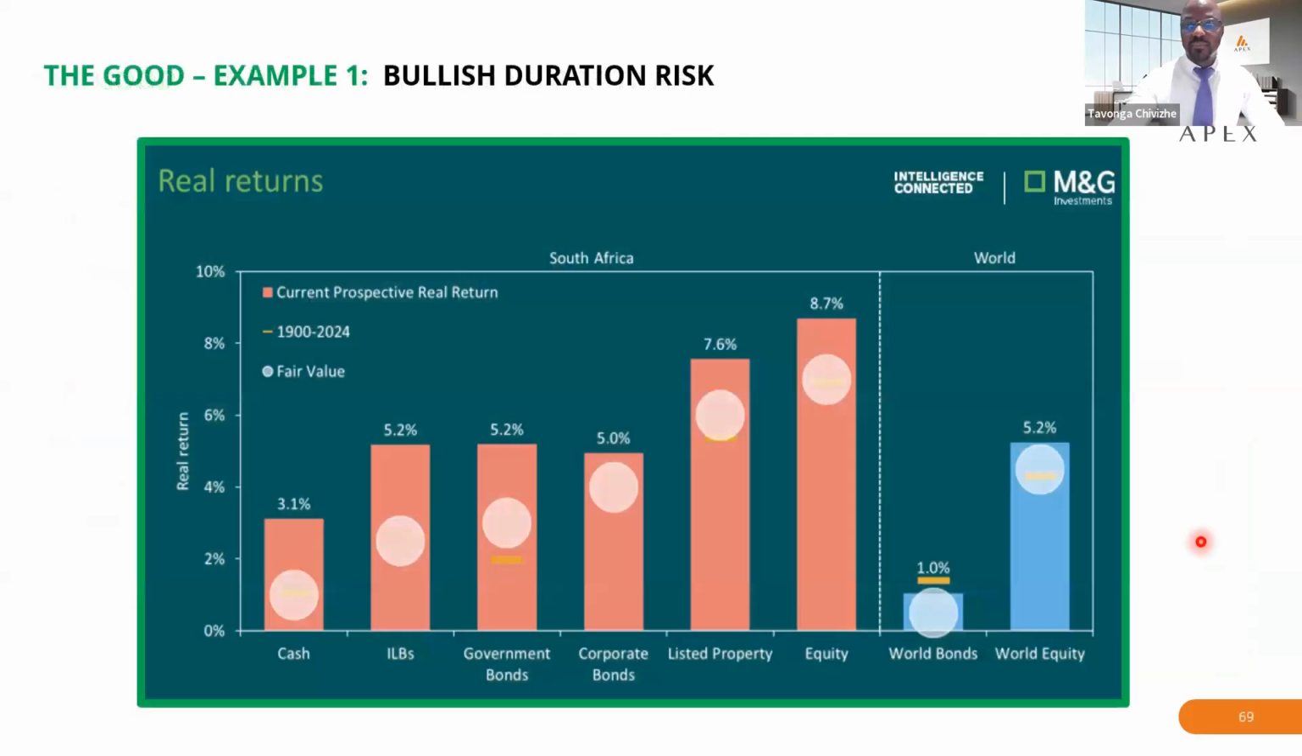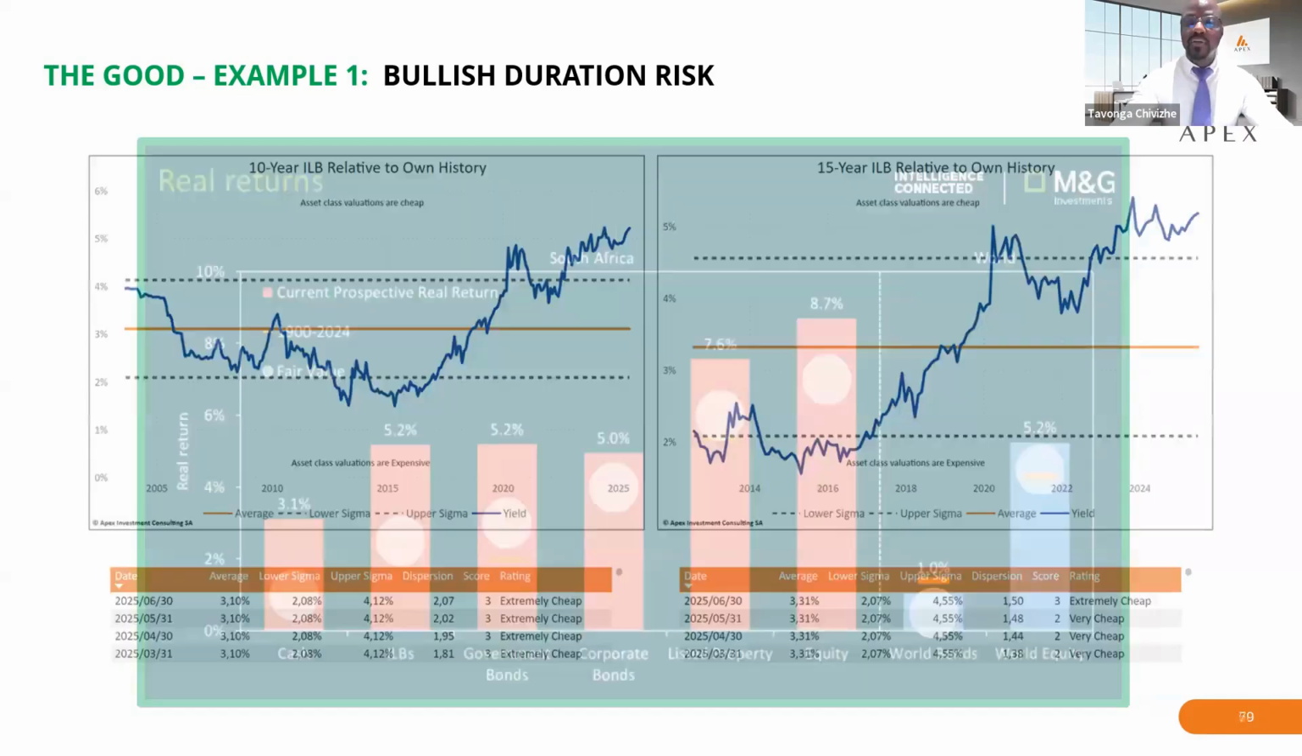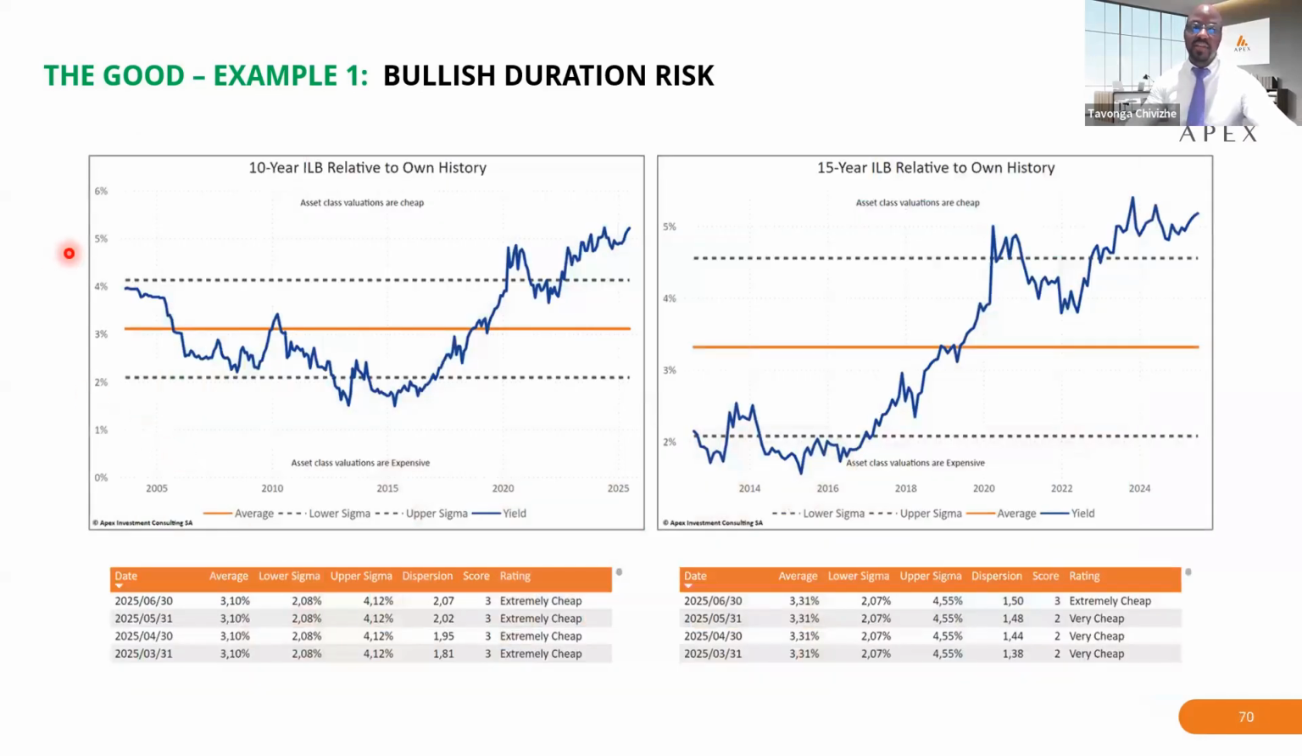So if you look at South African bonds, for example, the average real yield in SA bonds all the way from 1900 to 2024, about 125 years in total, the average real yield for nominal bonds is about 2%, and the average real yield for inflation linkers is also about 2%. And then for cash, it's about 1%. And then if you look at where we are today, ILBs are sitting at 5%, which is double the long-term average for both 10-year and 15-year.